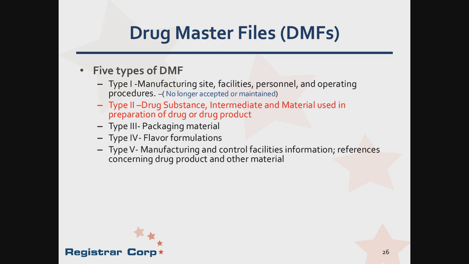Type 2 is for drug substance, drug substance intermediate, and material used in their preparation, or drug product. An active pharmaceutical ingredient, which is referred to as an API, is an example of a drug substance. An API is the key ingredient that performs the function of the drug product by treating, preventing, or mitigating a disease through chemical action.